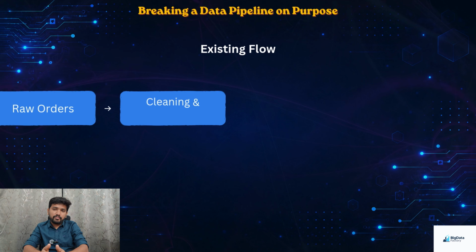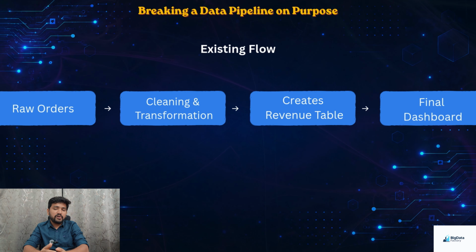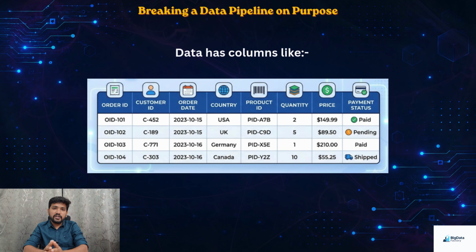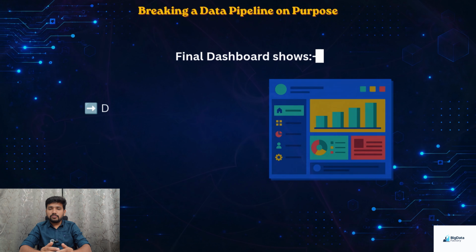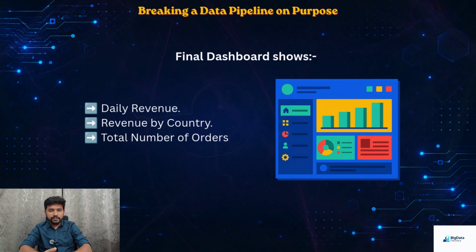Here is the pipeline we are starting with. It is simple on purpose. We have raw orders data. The pipeline cleans the orders, creates a revenue table, and then powers a dashboard. The data has columns like order ID, customer ID, order date, country, product ID, quantity, price, and payment status. The final dashboard shows daily revenue, revenue by country, and total number of orders.